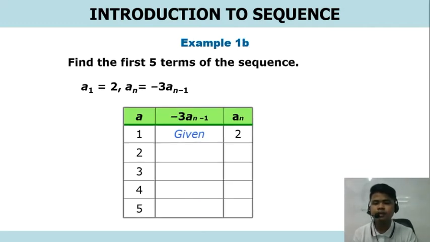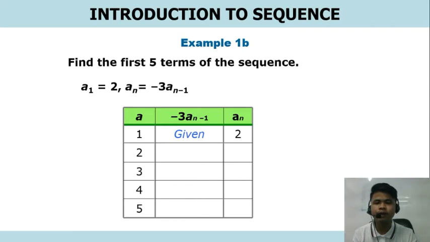The next, find the first terms of the sequence. Given that a sub 1 is equal to 2, then a sub n is equal to negative 3 a sub n minus 1. To find the second term, we need the first term, which is 2. What we'll do here is just substitute 2 to a sub n minus 1.